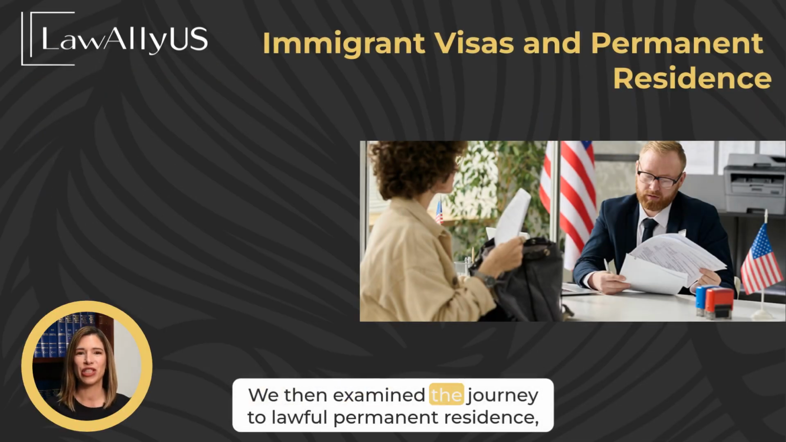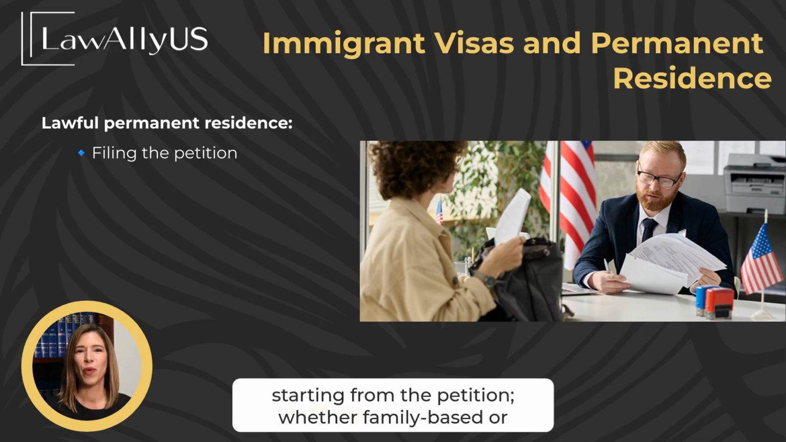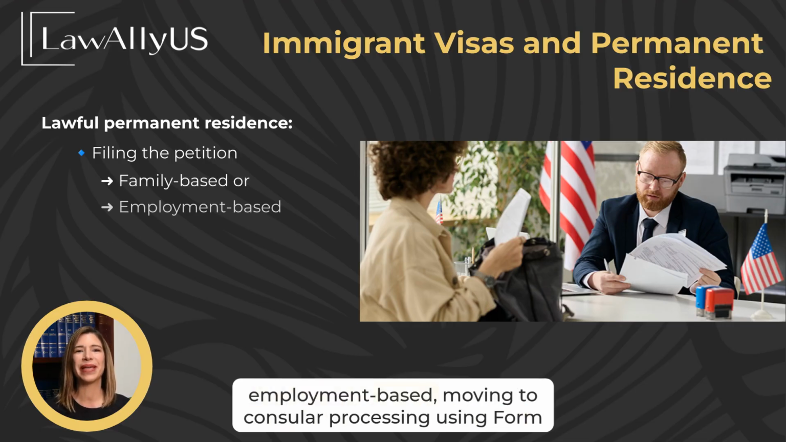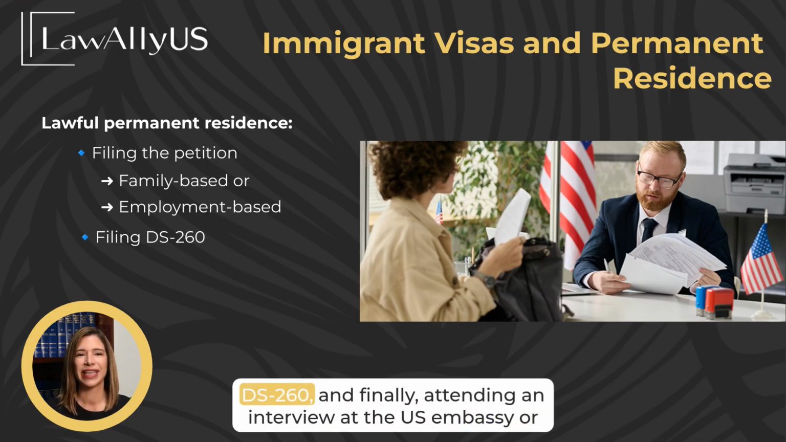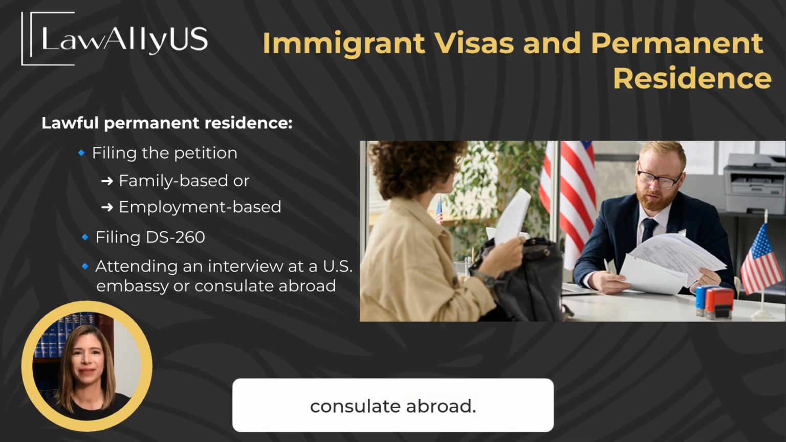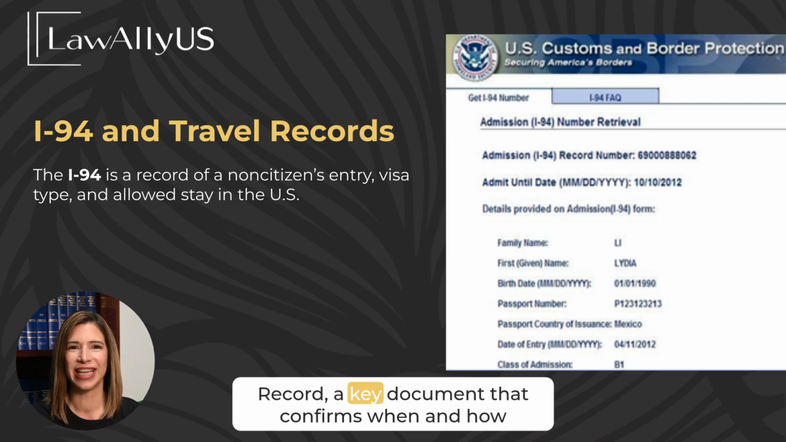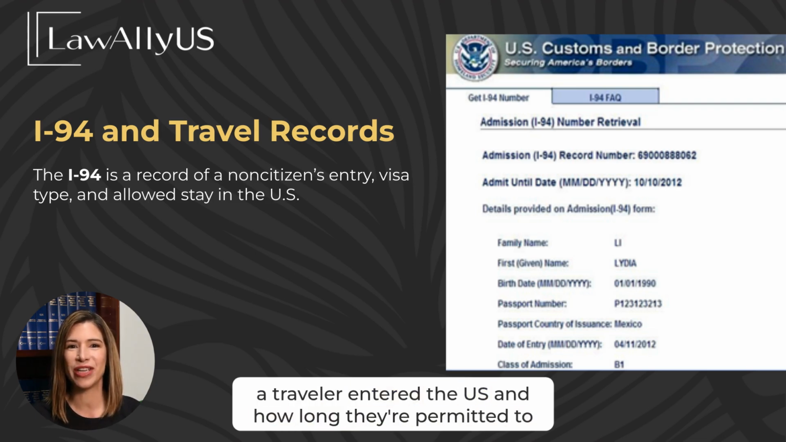We then examined the journey to lawful permanent residence, starting from the petition, whether family-based or employment-based, moving to consular processing using Form DS-260, and finally attending an interview at the U.S. Embassy or consulate abroad. You learned the importance of the I-94 arrival or departure record, a key document that confirms when and how a traveler entered the U.S. and how long they're permitted to stay.